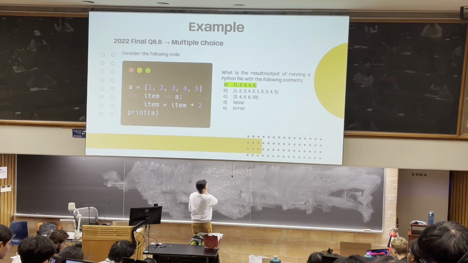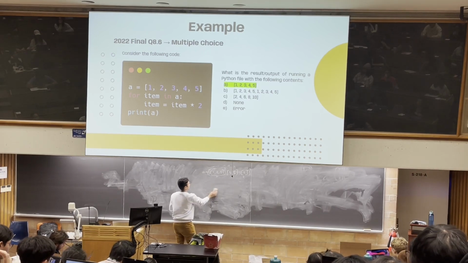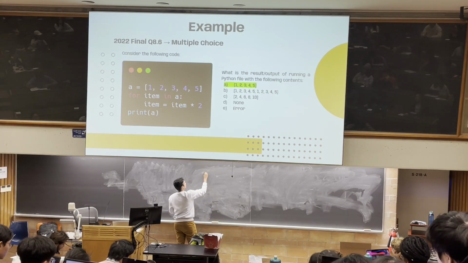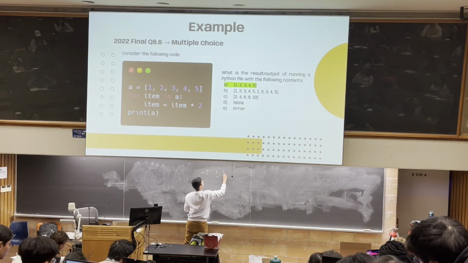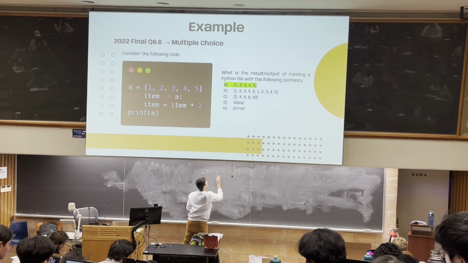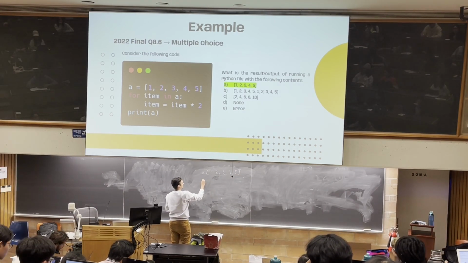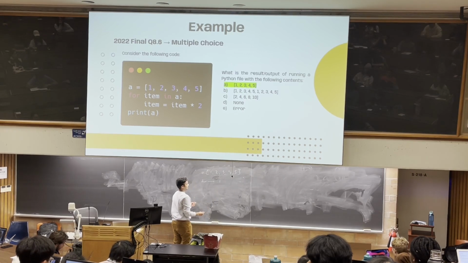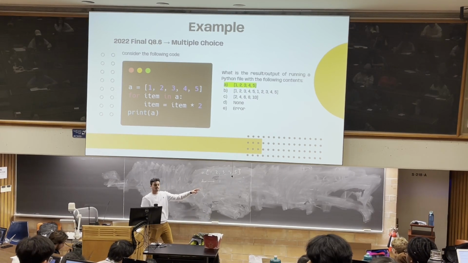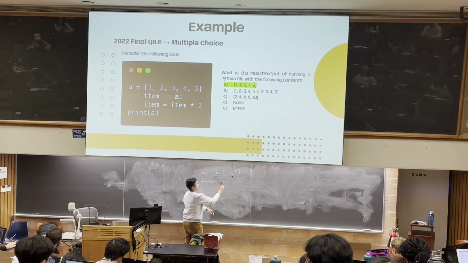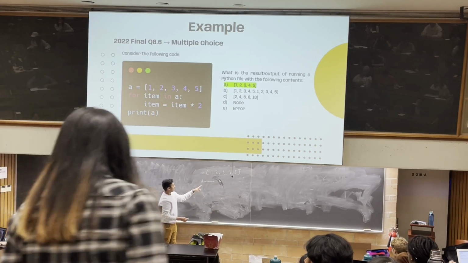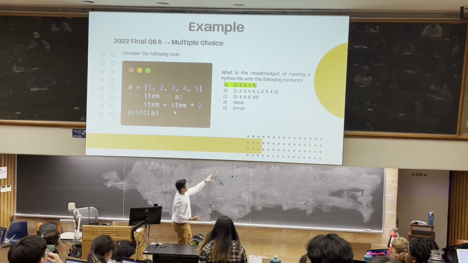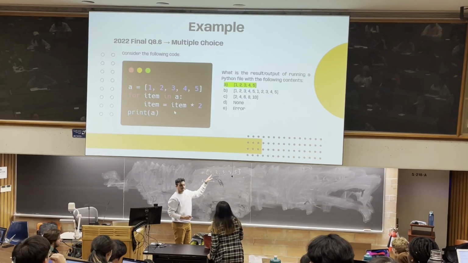So, for the memory model, you have A is equal to 1, 2, 3, 4, 5. The first time, item is going to be pointing to 1. And then you multiply by 2. This is going to be 2, right? But the elements inside the array are not being affected.